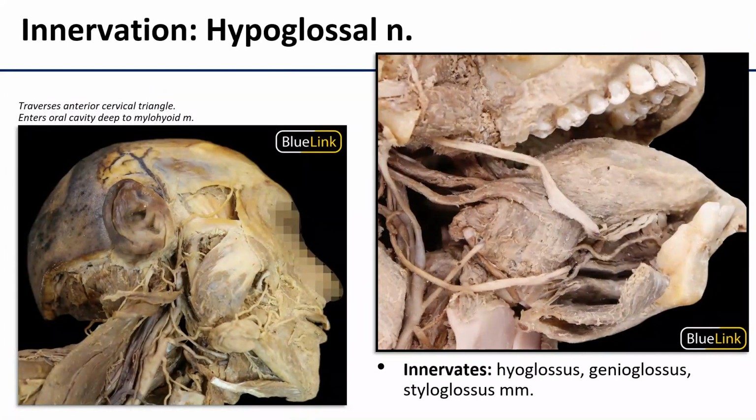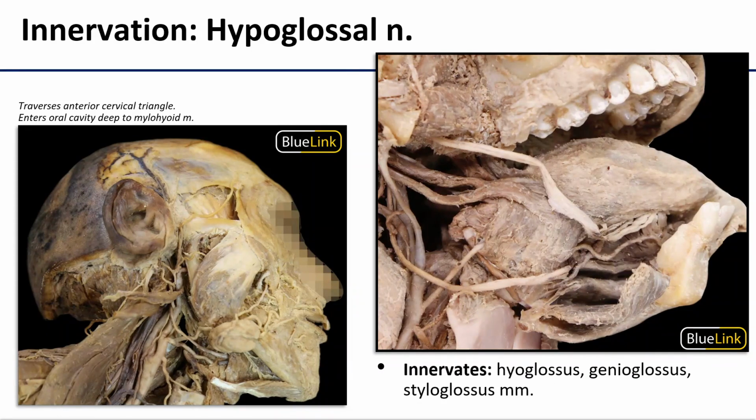One of the nice things about this group of muscles is that they almost all share the same innervation. The hypoglossal nerve, cranial nerve number 12, exits the cranium through the hypoglossal canal, and then it's going to travel anteriorly and inferiorly through that anterior cervical triangle. It enters the oral cavity by slipping deep to mylohyoid. So here's mylohyoid, and here's that hypoglossal nerve going just deep to it to get into the oral cavity, and then it's going to approach the tongue from an inferior position.